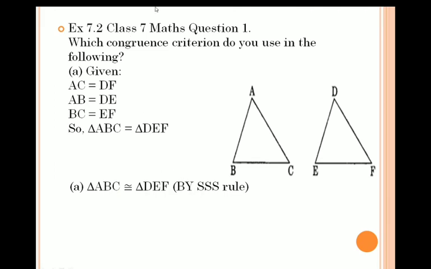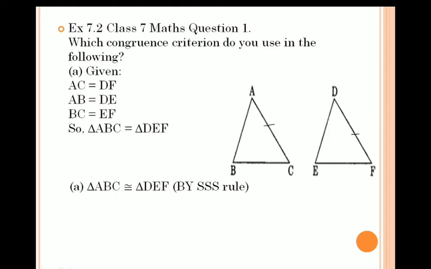So the first question is, which congruence criterion do you use in the following? Okay, now you can see here is the ABC triangle and DEF triangle. So you can see this, the given is AC is equal to DF. Where is the AC? In triangle ABC, this is AC and this is DF. Both are equal in length.